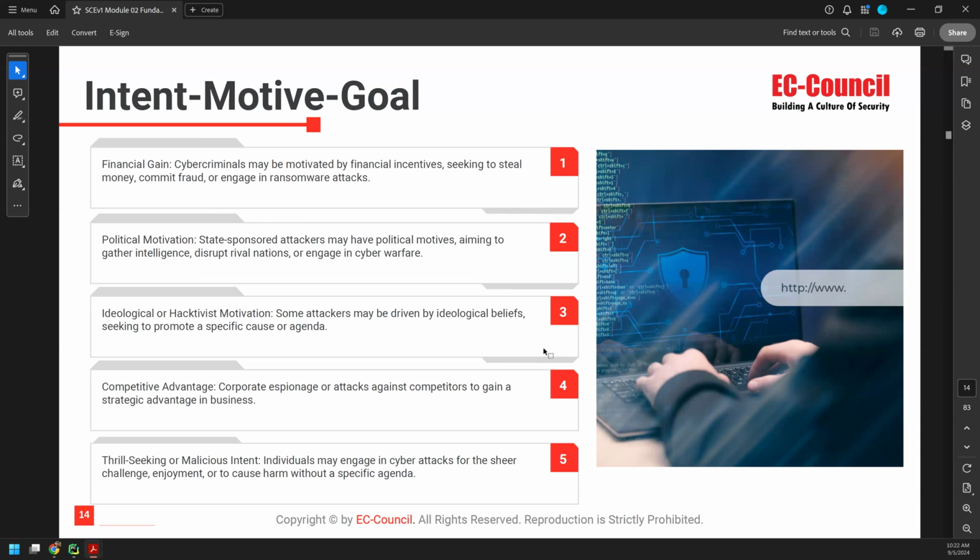They're usually looking primarily for financial gain. There's going to be some political gain from state-sponsored attackers, and this can even be, unfortunately, within our own company or within our own country. Some ideological or hacktivist motivation, which is typically your anonymous stuff that we see out there. Any kind of competitive advantage, and thrill seeking or malicious intent.